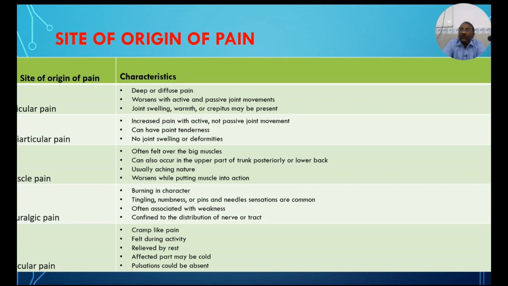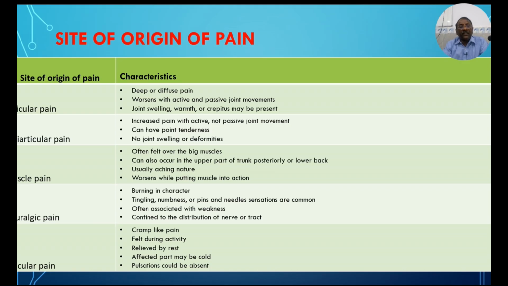Neuralgic pain, you all know, is burning, tingling, numbness, pins and needle sensations. Often associated with weakness. Because of this neurological pain, there can be sensory neuropathy, motor neuropathy, autonomic neuropathy, etc. When the motor neurons are involved, there will be weakness of the muscles confined to the distribution of the nerve or the tract.